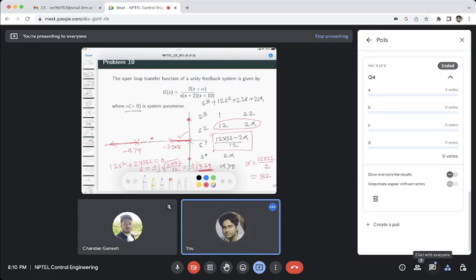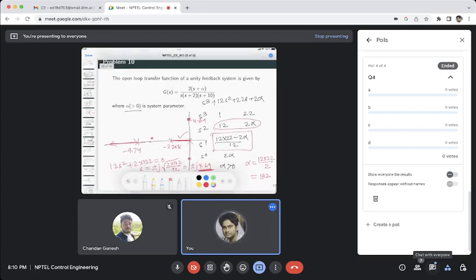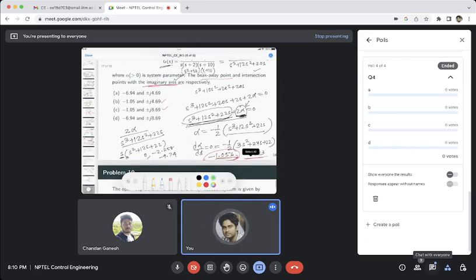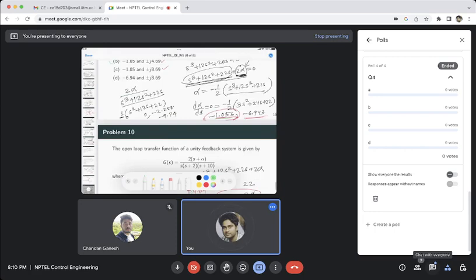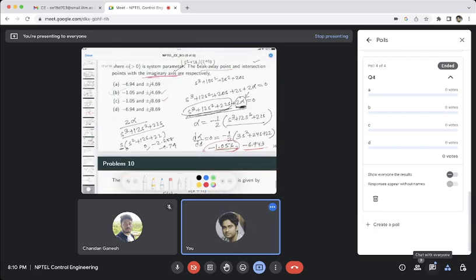This is 4.69. And roughly you can draw this root locus like this also, because the asymptote angle will be 60 degrees. We already found the breakaway point, 1 point something. So the root locus will go like this. You see that one is this one and this one. So B is the correct answer, right? This is the imaginary axis crossing point, and this is the breakaway point.